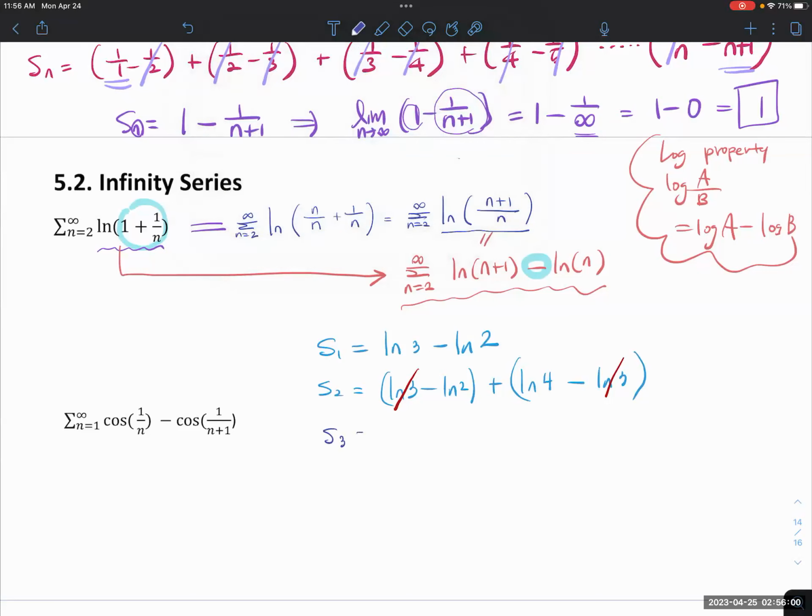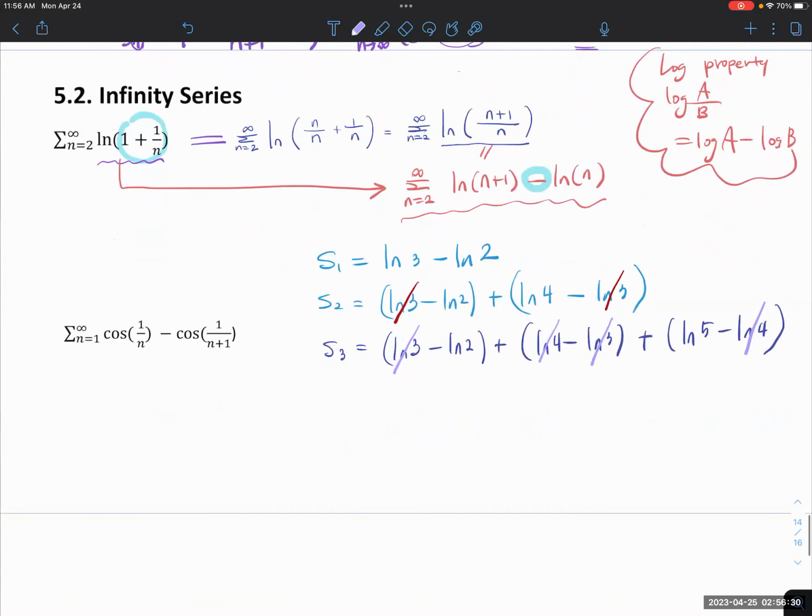I do have S3. So S2, ln 3 minus ln 2, plus ln 4 minus ln 3. And the next one, ln 5 minus ln 4. So again, what do you notice? The first to last cancel. And then in here, first to last cancel, something between ln 2 and ln 5 remaining. So it's a little bit interesting pattern, but let's keep going.